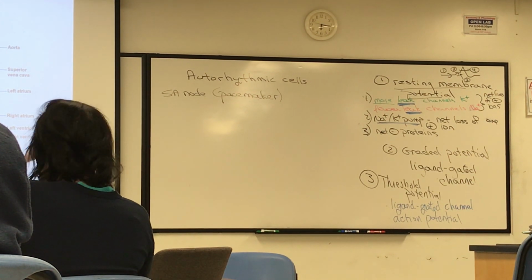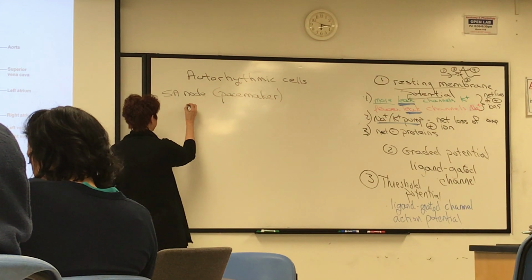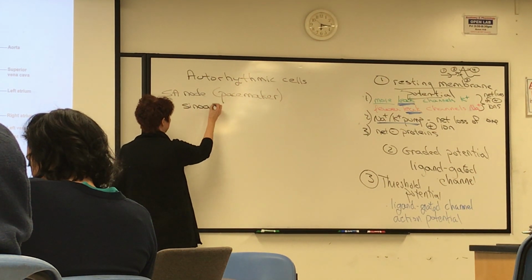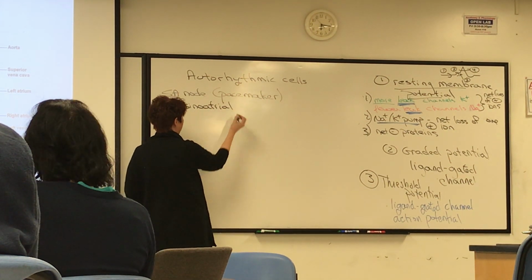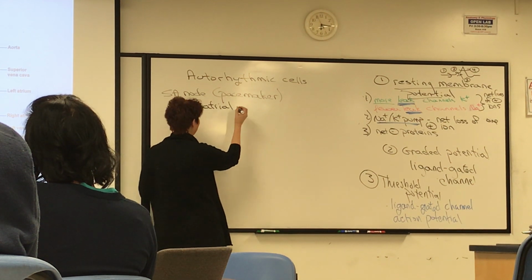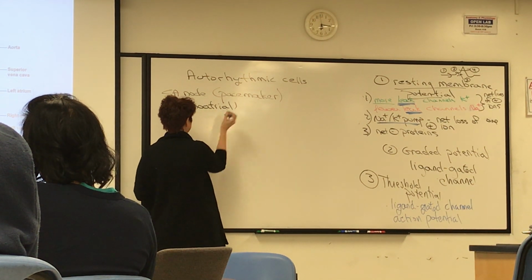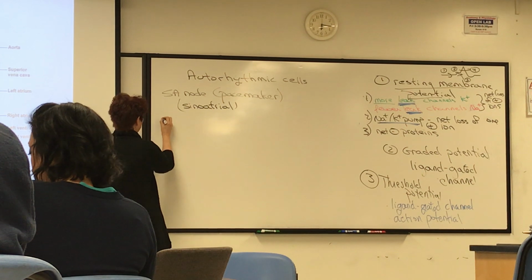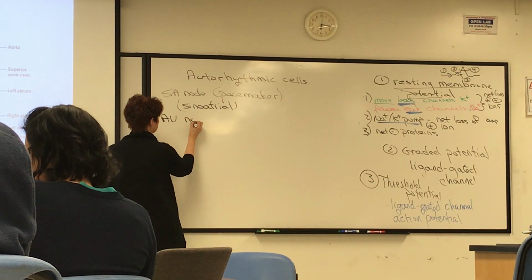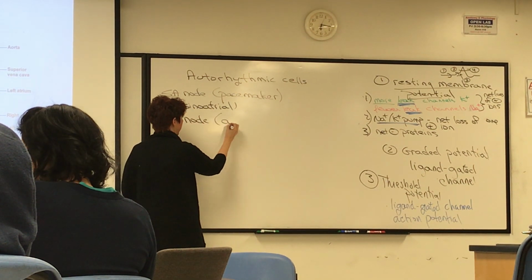And SA stands for sinoatrial. So if you're identifying this on a lab quiz, you need to write the whole thing out. So that's what SA node stands for. And then we have the AV node, which is atrioventricular.